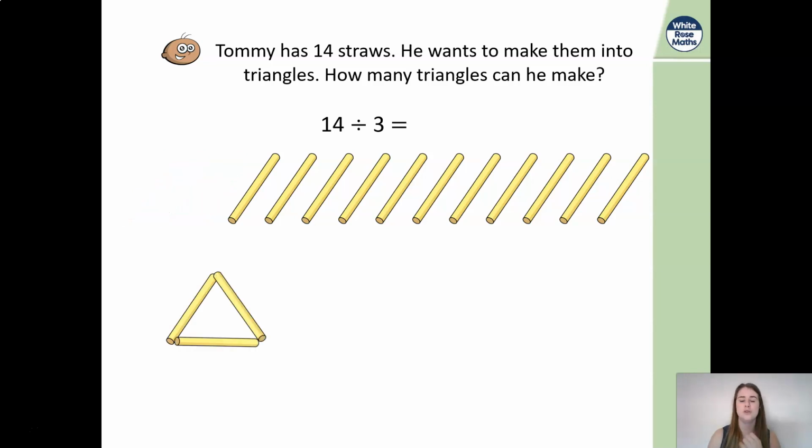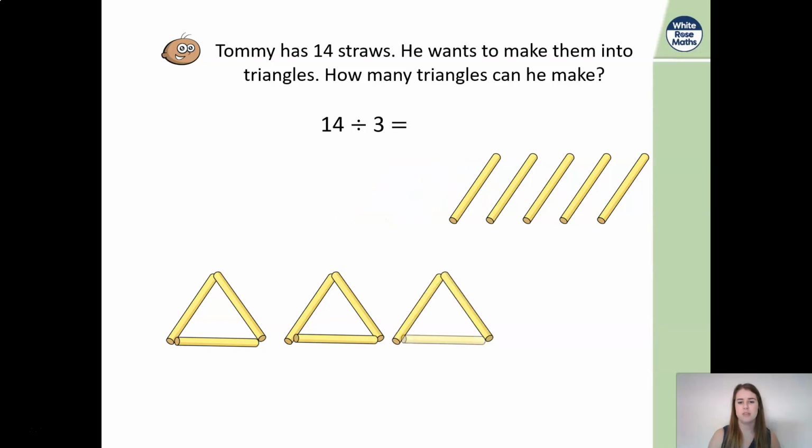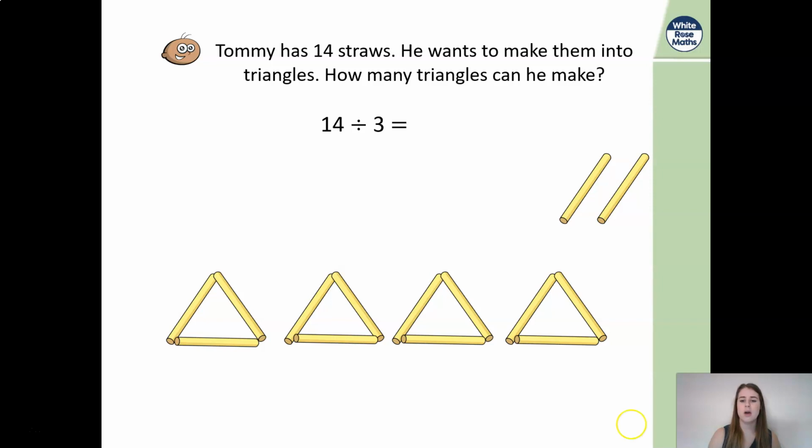Okay, so we'll do 14 divided by 3. That's my first 3. My second group of 3. Third group of 3. Fourth group of 3. Now I can't make another triangle because I only have 2 left over. So from those 14 straws, I've been able to group 4 triangles together using 3 straws. So altogether I have 4 triangles, but I have an additional 2 left over. Okay, so my answer is 4, remainder 2.